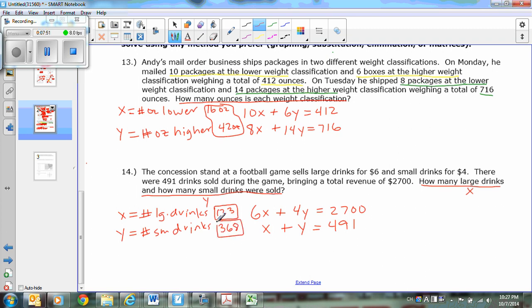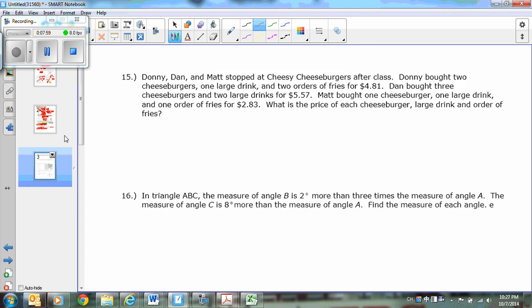All right, so again, if you're having trouble getting these two solutions, be sure and ask me in class. All right, let's move on then to number 15. Okay, number 15 and 16, these are both going to represent 3 unknowns, so you're definitely going to want to use matrices to solve these two equations.